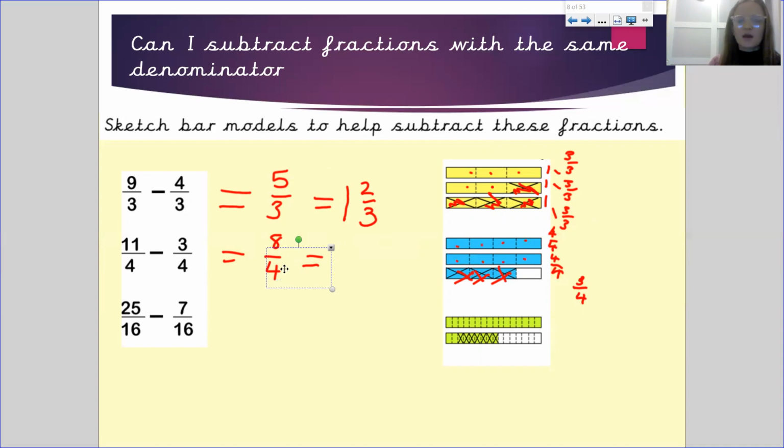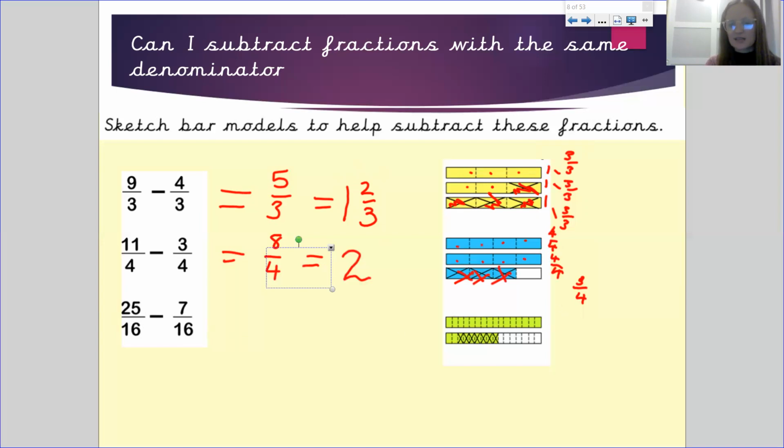And the answer is, I know that 4/4 is going to give me 1 whole. So 8/4 is actually going to give me 2. It's the same as 2 wholes. Our last question was 25/16.